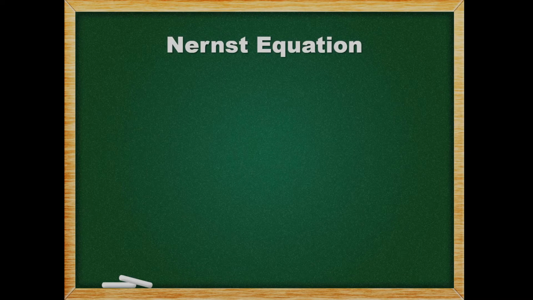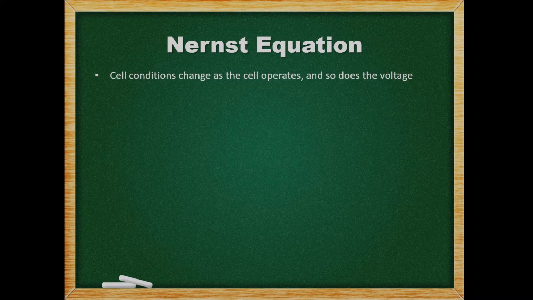A cell's condition usually changes as it operates and its voltage drops. As the cell operates, the electrons travel from the anode to the cathode. The concentration of the ion that is reduced at the cathode decreases, while the concentration of the ion being produced at the anode increases. The increasing ion increases its pulling force, while the decreasing ion decreases its pulling force. Eventually, these two pulling forces become equal, and the cell now has 0 volts, so it is dead. The redox reaction has stopped.